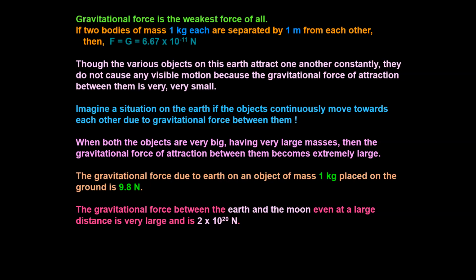This chapter, Gravity, has a lot of numerical problems. After I complete my theory part and explanation of concepts, we will move on to the numericals. So these values will be asked. If you want, note it down or take a screenshot: 2 into 10 to the power 20. The value of gravitational force between Earth and Moon is 2 into 10 to the power 20 Newton. Is it clear now? So we have reached till this point.